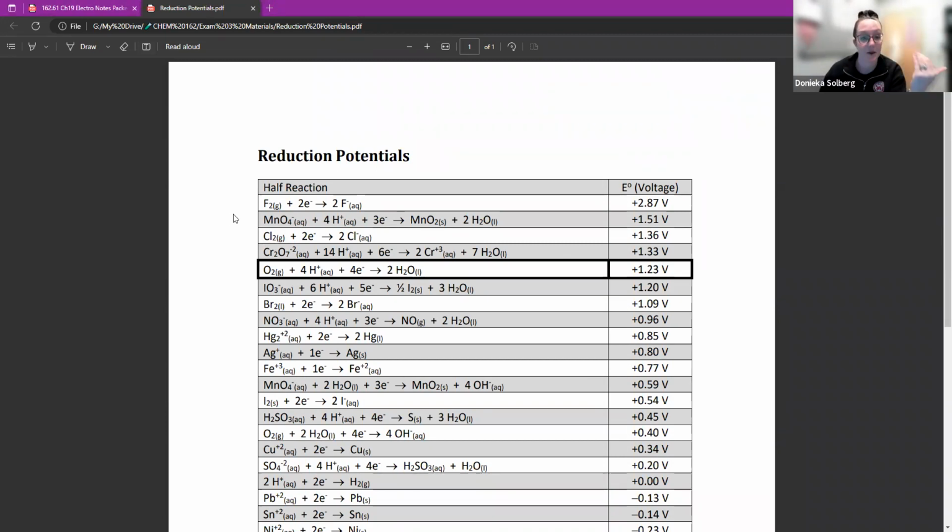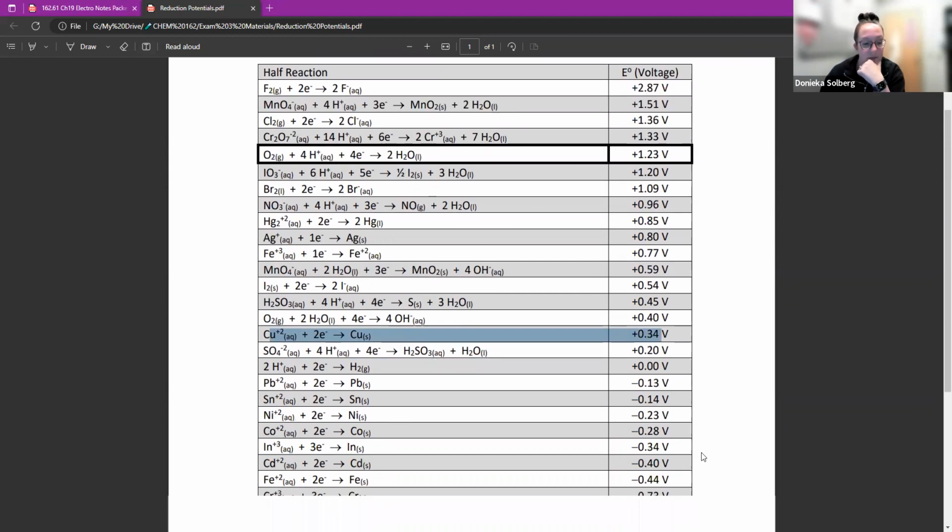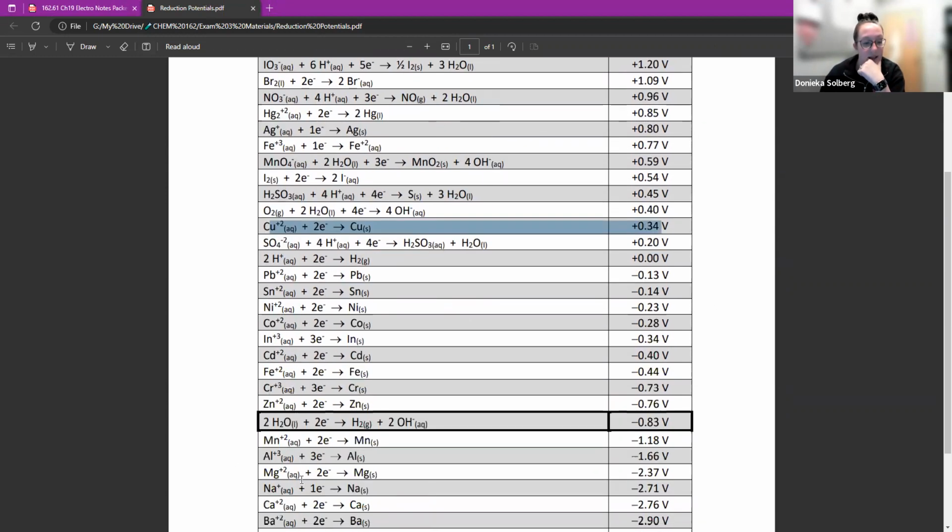So we were looking at copper and zinc, right? So let's find those. Copper is right here, and zinc is down here. That means that copper, because it's higher up, it has a larger positive voltage, is going to go forward, which means it will be reduced. And the other thing is going to end up going backwards, meaning it will be oxidized. So zinc down here ends up going backwards. One goes forward, one goes backwards.